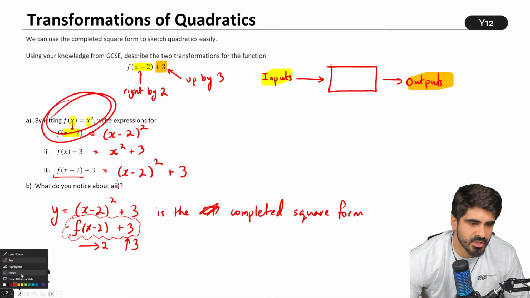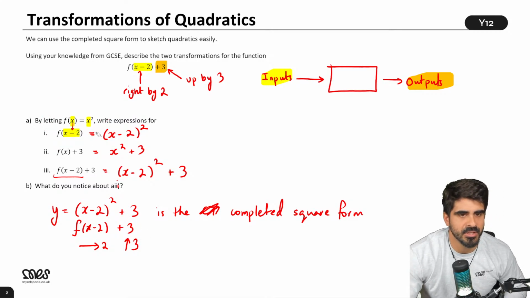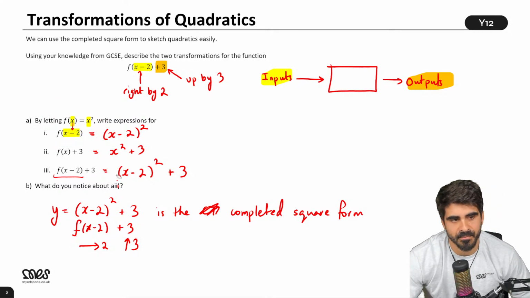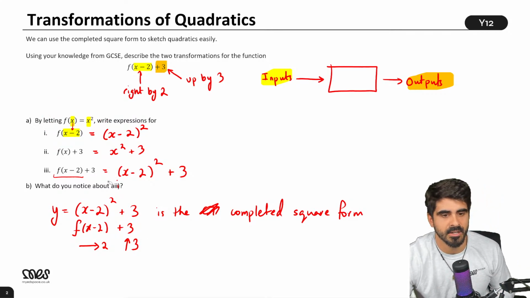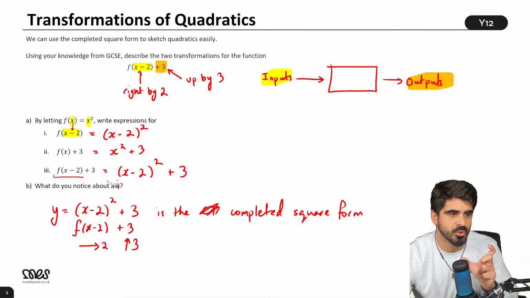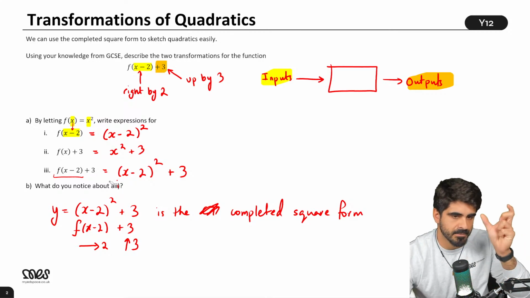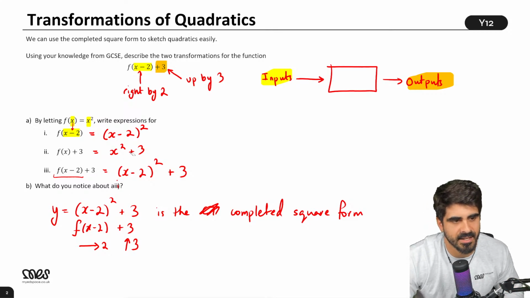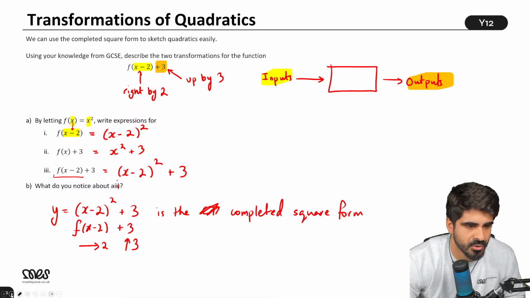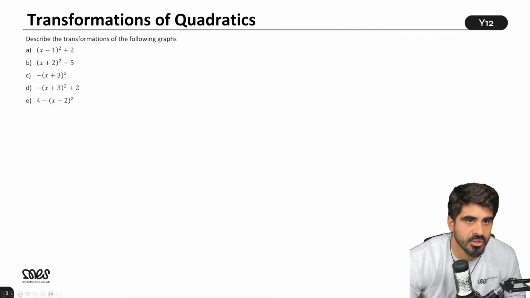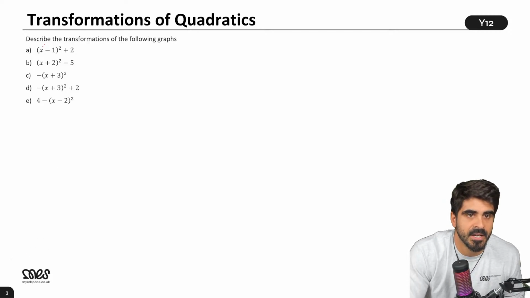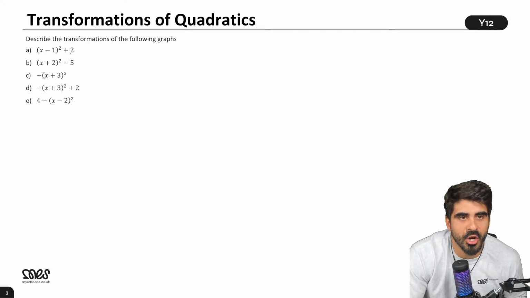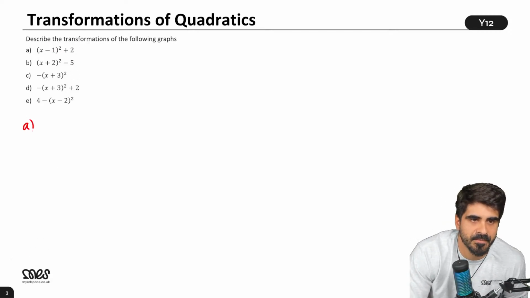So what we're saying is, if you complete the square on a quadratic, all you're doing is left, right, up, down of the x squared graph. Yeah. And this is why it's always going to tell us where the minimum point is of a quadratic. I'm going to show you how to do that in a second. Firstly, let's make sure we know how to do the transformations.